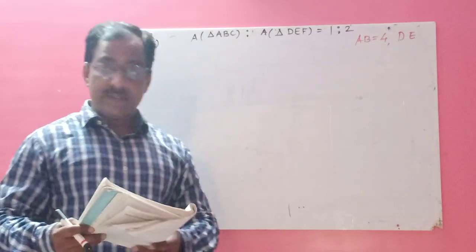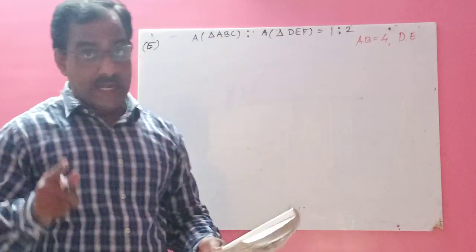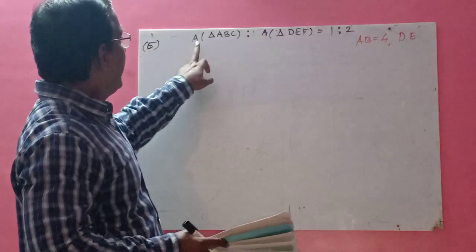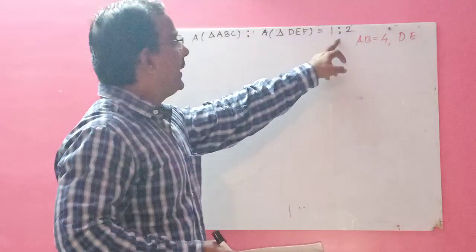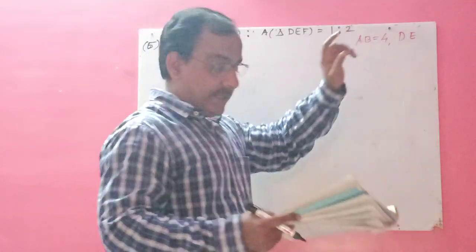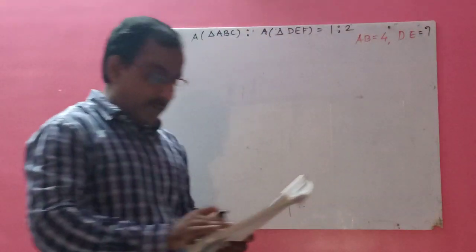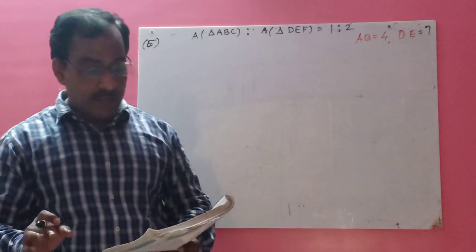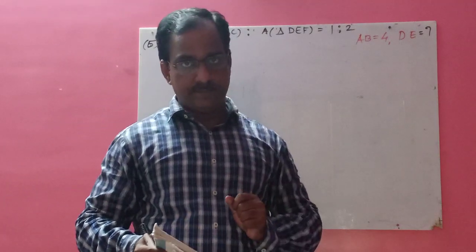So children, question number 6. Triangle ABC and triangle DEF are equilateral triangles, and the ratio of their areas, area of triangle ABC is to area of triangle DEF is 1:2. AB is given as 4 and DE we have to calculate. That is our question. See, in this sum they have not given that triangle ABC is similar to triangle DEF. That is not given. Then how will you calculate?